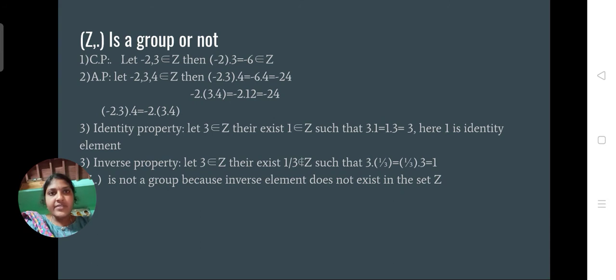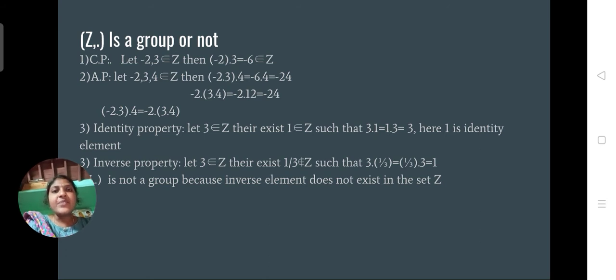The first one is the closure property. If we take any two elements from the integer set, minus 2 and 3, these two belong to Z. Then minus 2 into 3, here we take the operation multiplication, so minus 2 into 3 is equal to minus 6. Minus 6 is an element of the integer set, that means it belongs to Z.